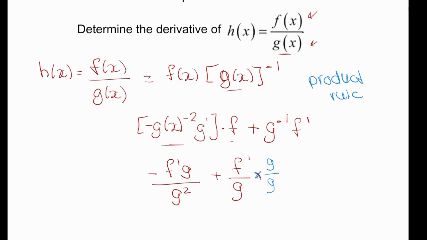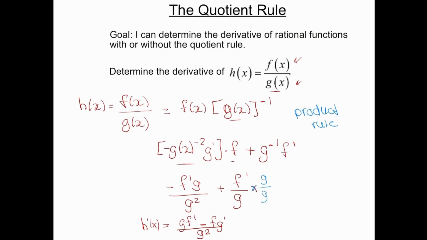And we are going to end up with g times the derivative of f minus f times the derivative of g all over g squared. This is our first derivative, and this is our quotient rule.